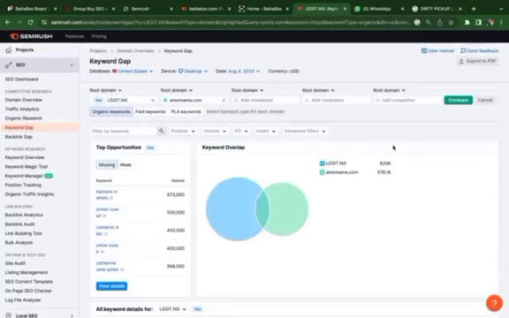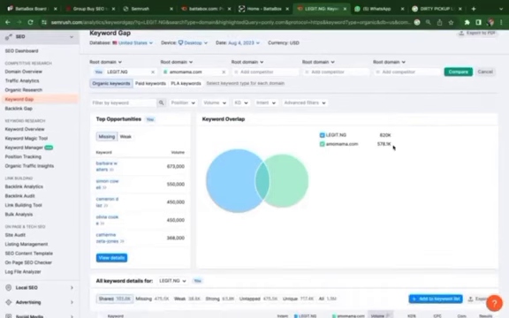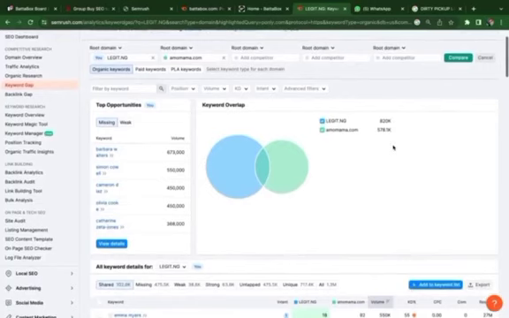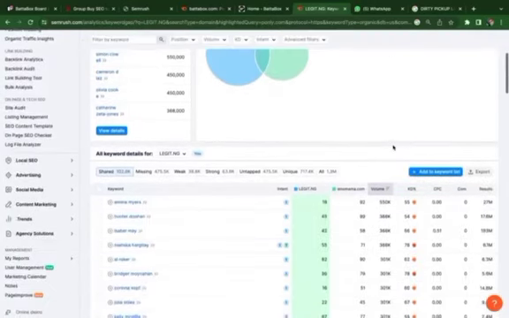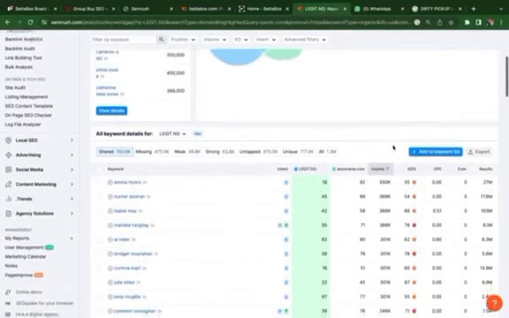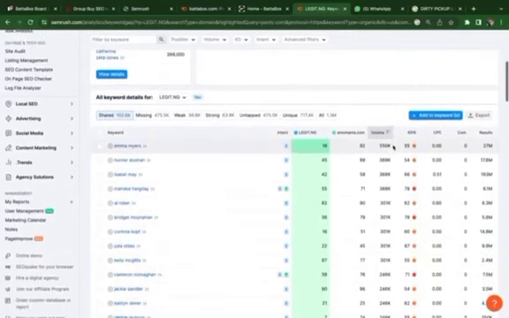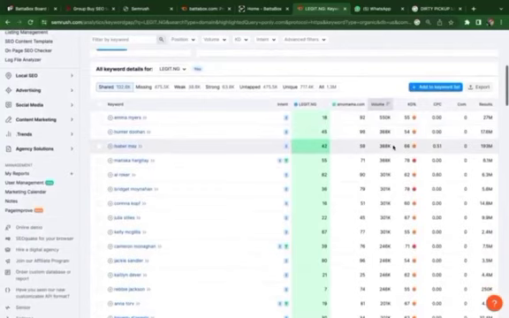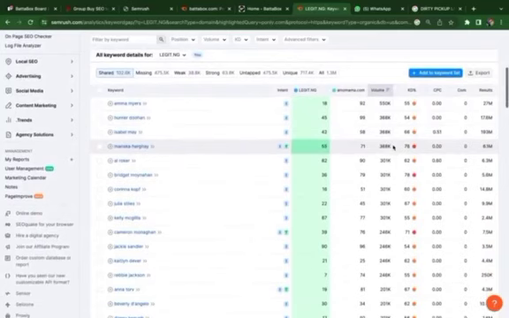Now, you can see that Legit is ranking for over 820,000 keywords, while the other competitor, amomama.com, is ranking for over 578,000 keywords. Now, this tool shows you the shared keywords, the missing keywords, the weak keywords, the strong keywords, the untapped keywords, and the unique keywords.